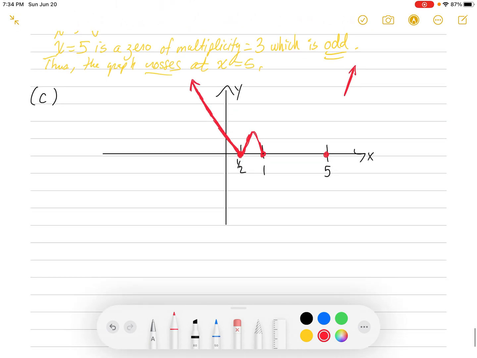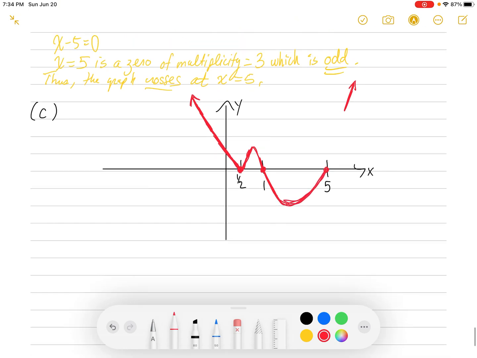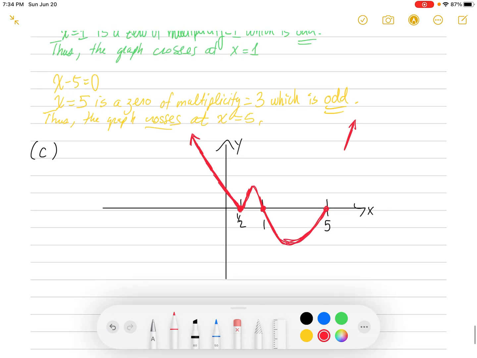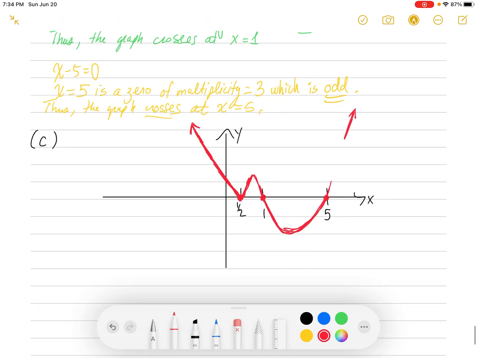Now, what's it going to do at 1? Well, we said it crosses, right? It crosses at 1. So it has to go down and cross at 1. It has to come back and connect to 5. What does it do at 5? Well, we said at x equals 5, it's going to cross. And then it has to connect to that arrow that's going up and to the right.